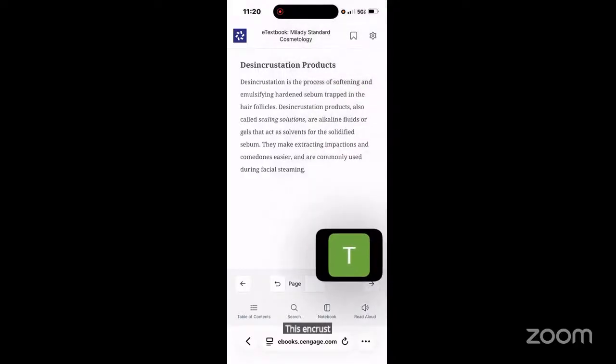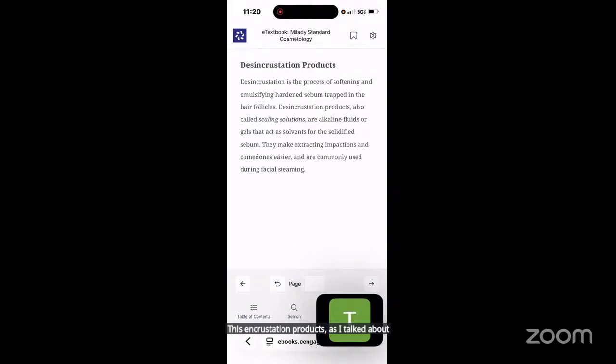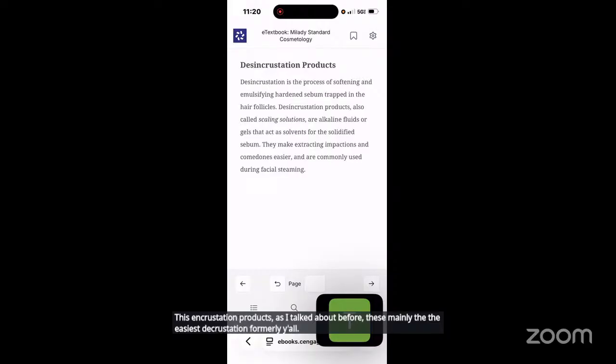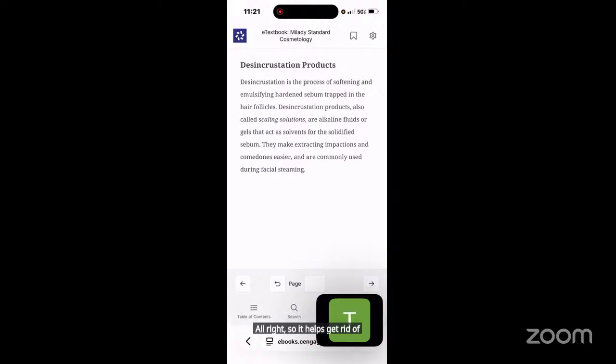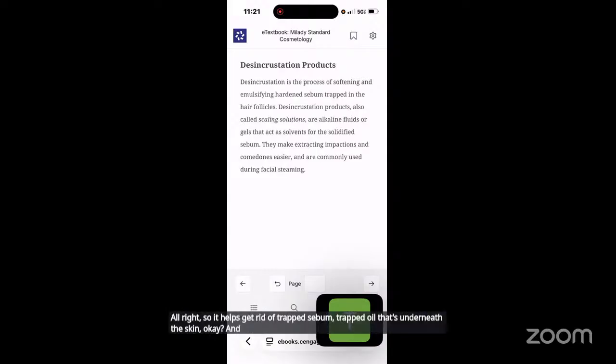Disincrustation products, as I talked about before. The easiest disincrustation formula, y'all, is going to be baking soda and water. You can go on Amazon and purchase a disincrustation solution for like $30, $40, but baking soda and water is your old school traditional disincrustation solution. It helps get rid of trapped sebum, trapped oil that's underneath the skin. We sometimes call that milia. It may have the little bumps, but the oil is there, underneath the skin.